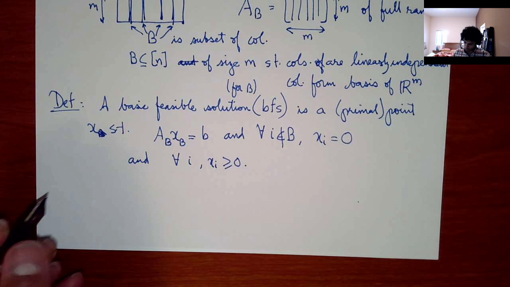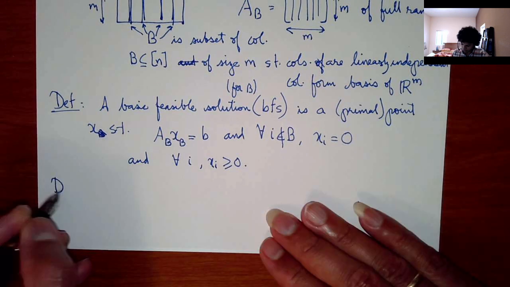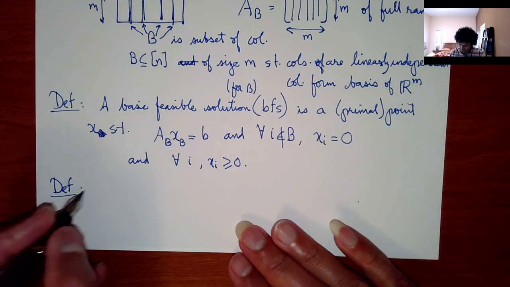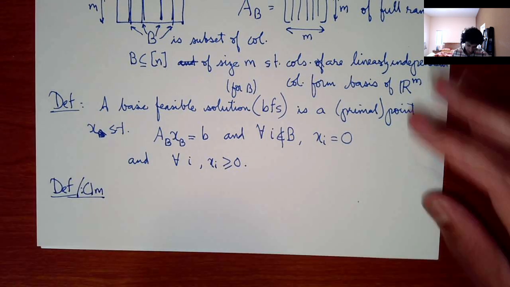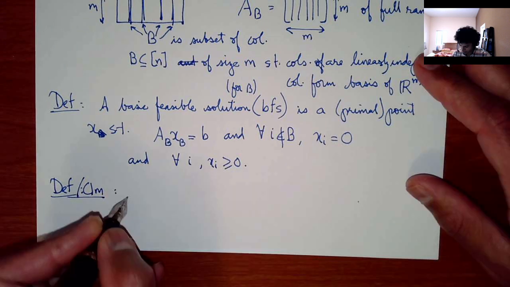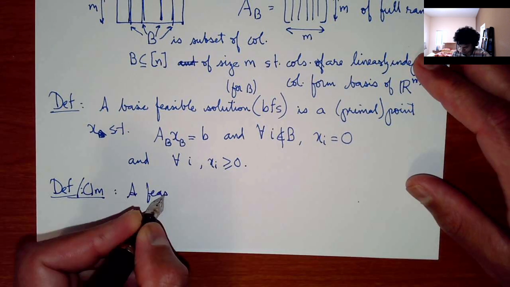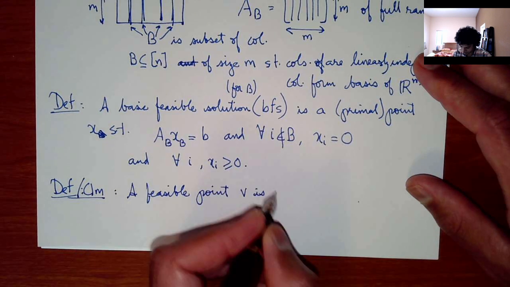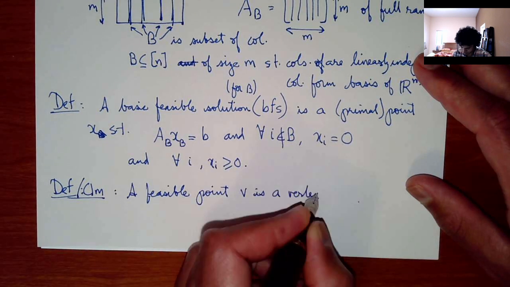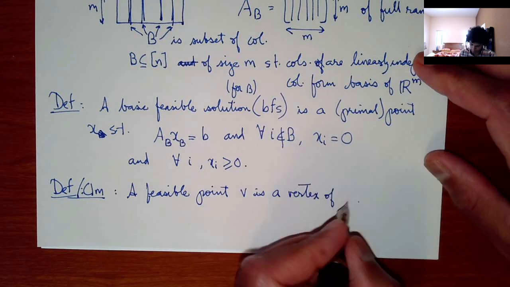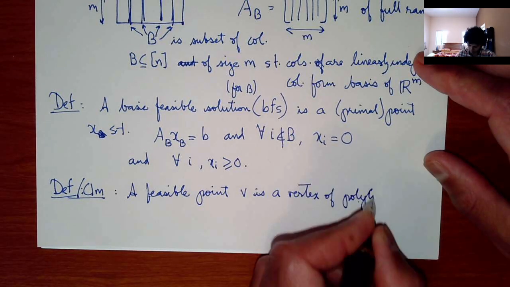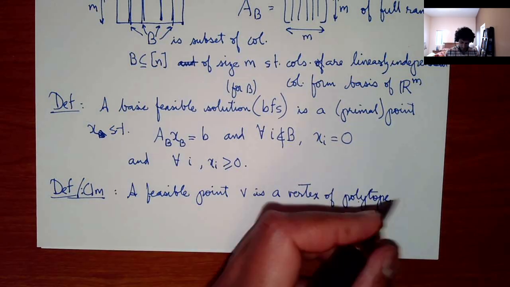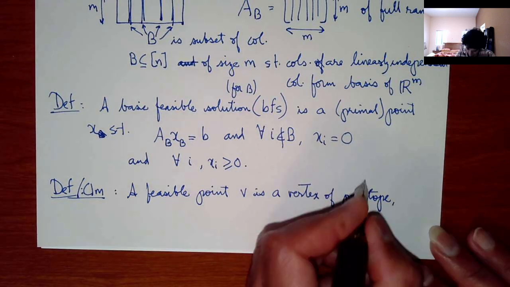Okay, so I'm going to give you another definition. Technically this is not a definition, you can actually call this a claim, but I will state it as a definition. I will say a feasible point V is a vertex of the polytope. So I'm assuming it's all bounded, or maybe I should say polyhedron.